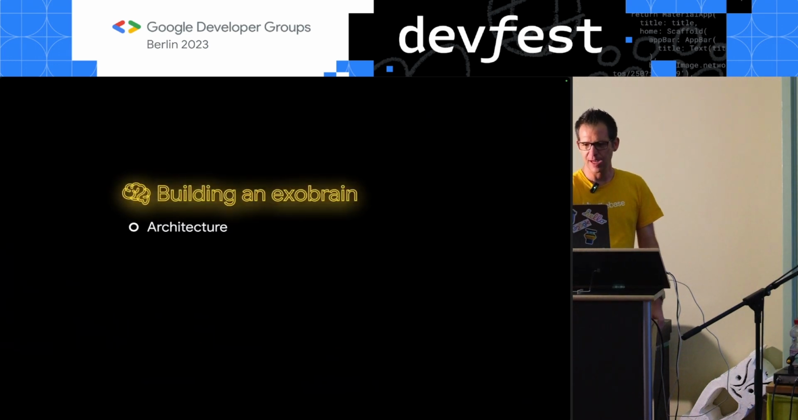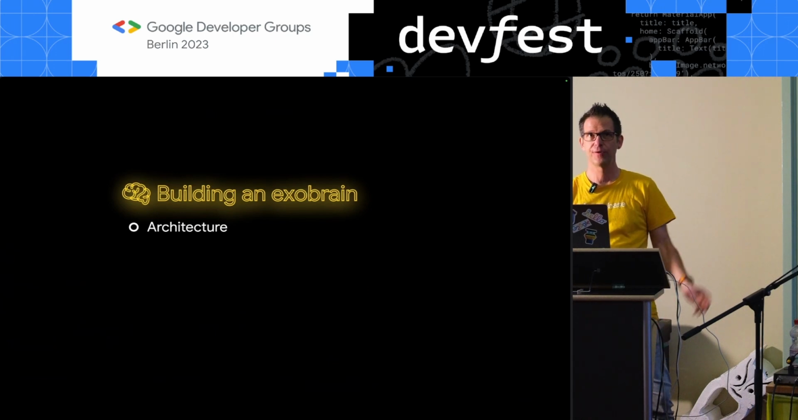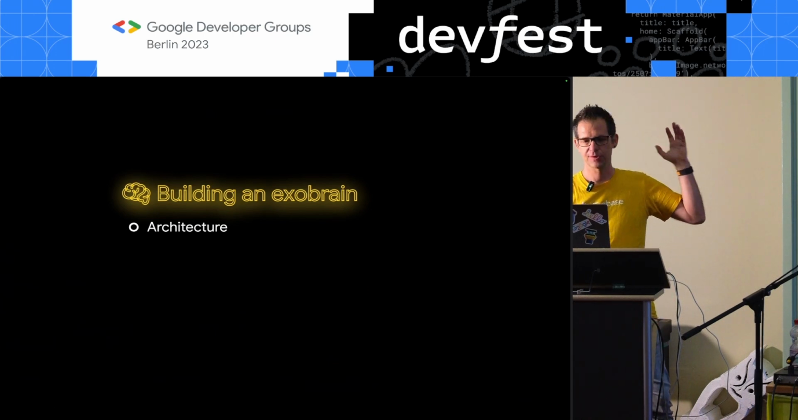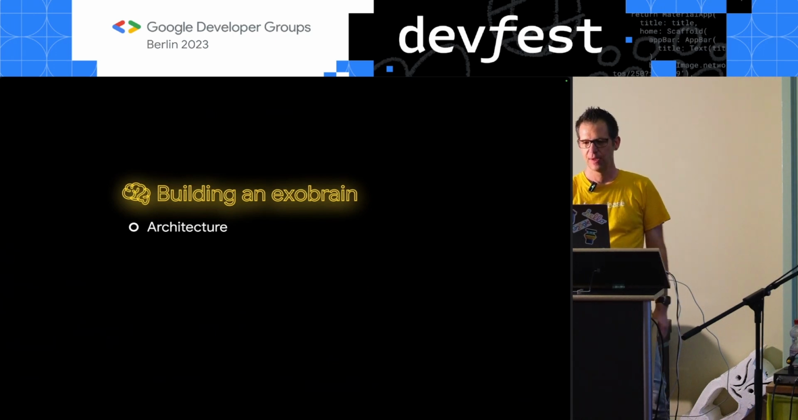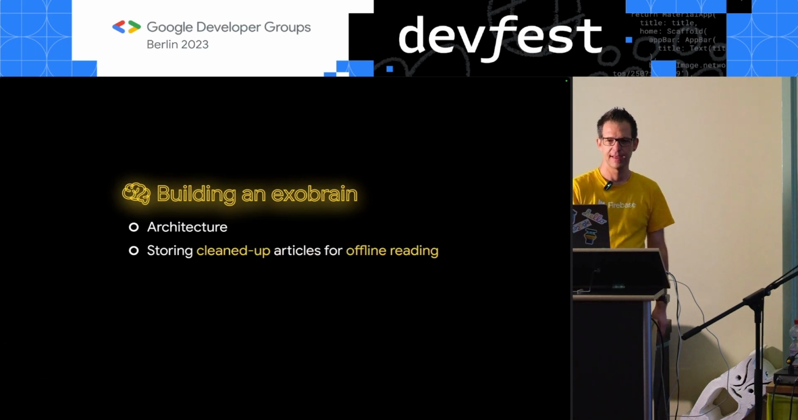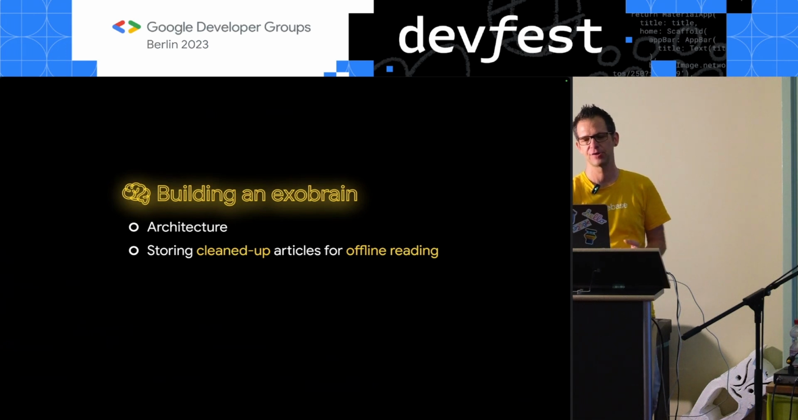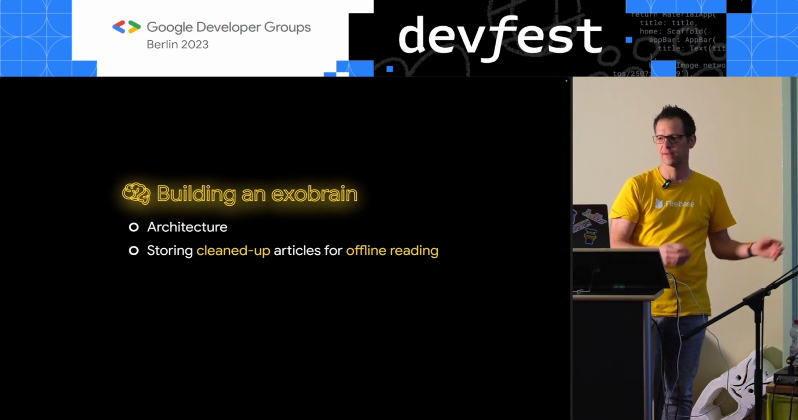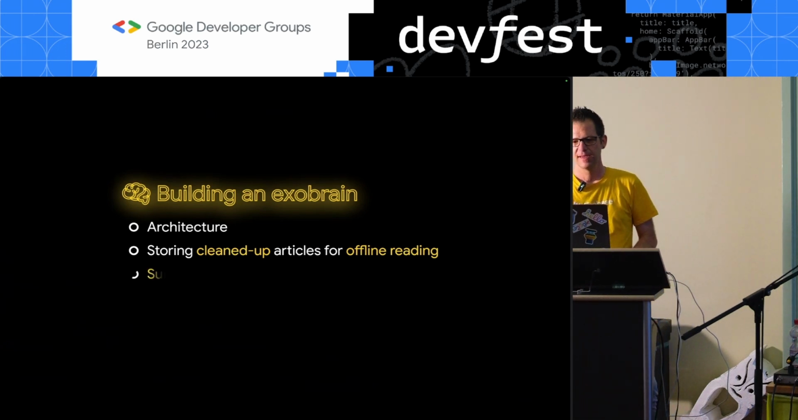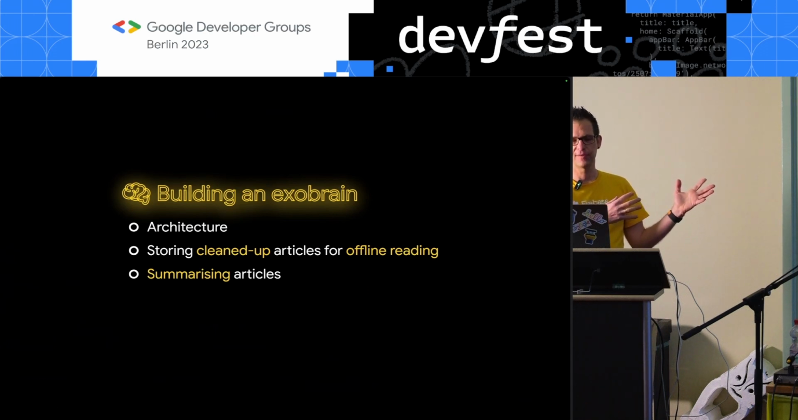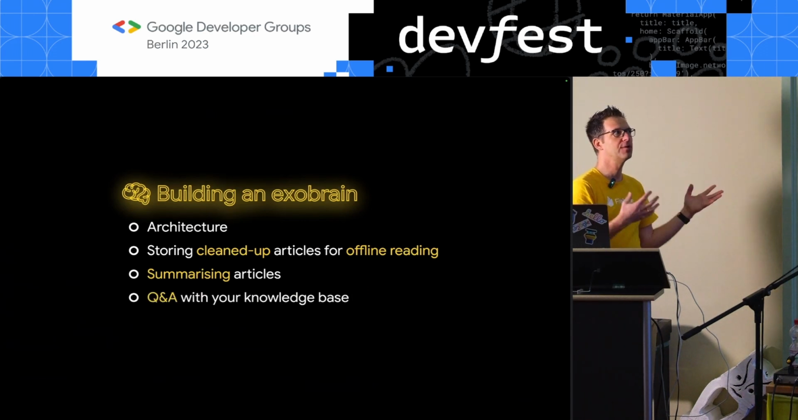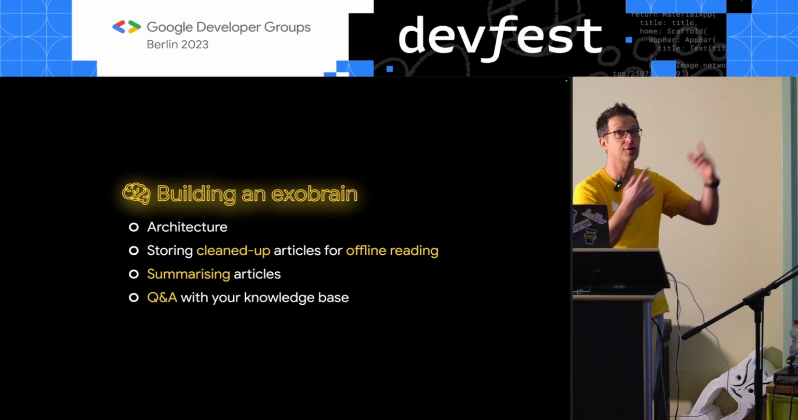So there are a couple of things I want to walk you through. The first is we'll talk a little bit about architecture. How do you build an application like that? Then we'll look at how to apply that architecture for storing cleaned up articles for offline reading. Then we'll look at how to summarize articles. And finally, I'll show you how to implement Q&A so you can talk to your knowledge base.